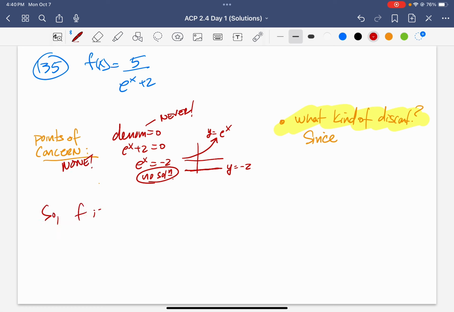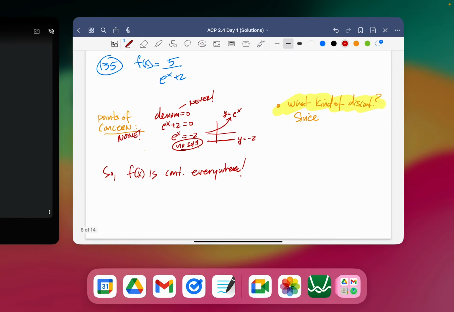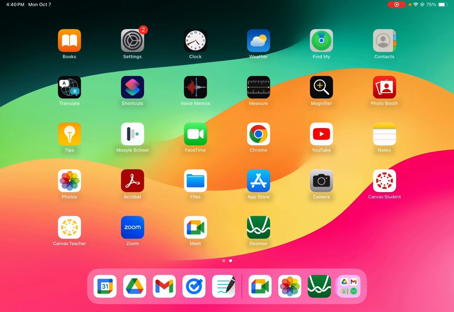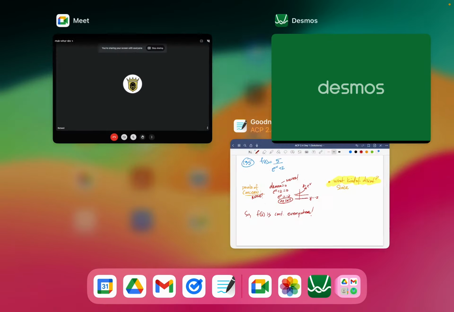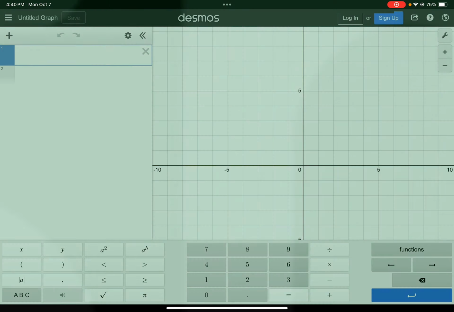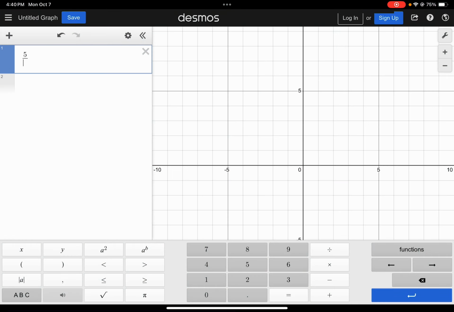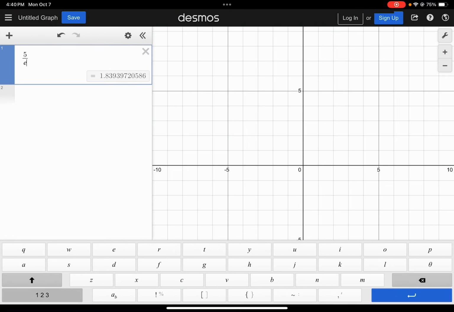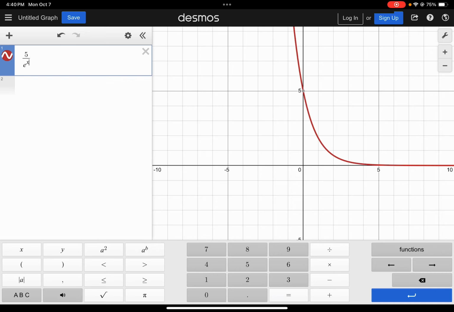So f of x is continuous everywhere. And how would you see that? Well, let's go back to Desmos. It's 5 over e to the x plus 2. Let's see how pretty this looks. It's 5 divided by e to the x plus 2. It looks like that.